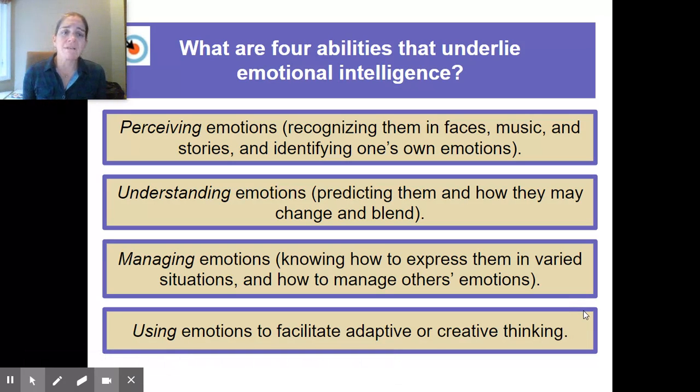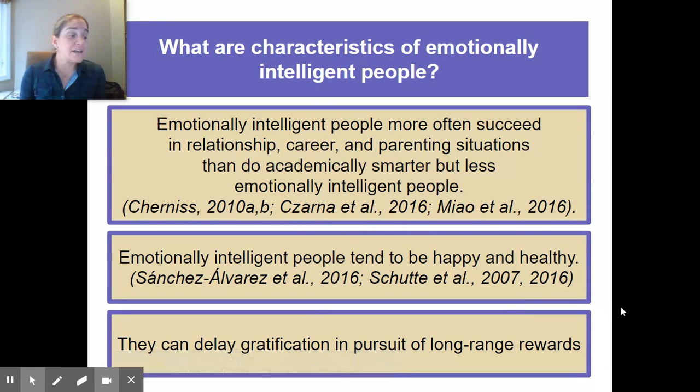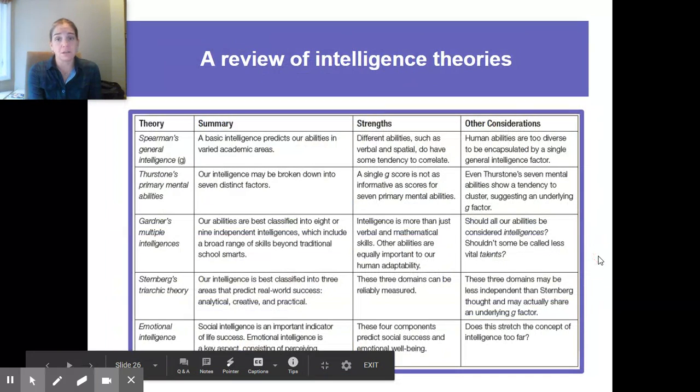So obviously, emotional intelligence isn't just as simple as understanding emotions in general. Of course there is just perceiving emotions, and then you have to predict them, and you have to manage them and use them in a way that is going to be worthwhile to you. As I said, people having a high EQ, emotional quotient, which is kind of the counterpart of IQ, tend to be much more successful in relationships, their careers, and as parents. They tend to live longer, they tend to be happier, and just generally mentally and psychologically healthier.